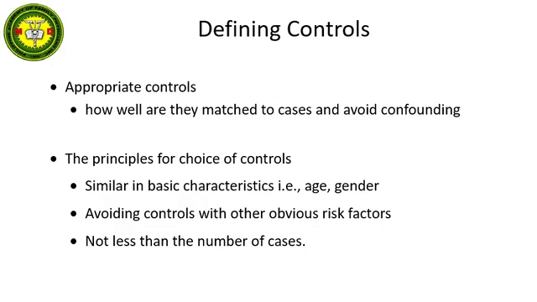Okay. Now, of course, there are some principles in the choice of control. As much as possible, they should have similar characteristics in terms of age and gender to your cases. If you do this, then you might be able to avoid the biases that we had discussed earlier. And as much as possible, the controls should not be fewer than the number of cases.